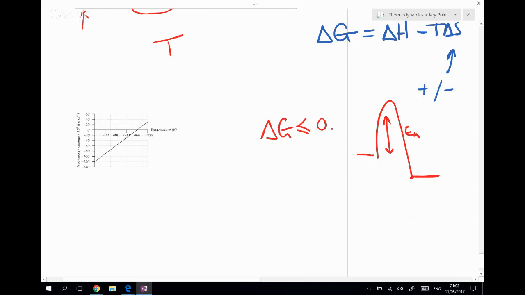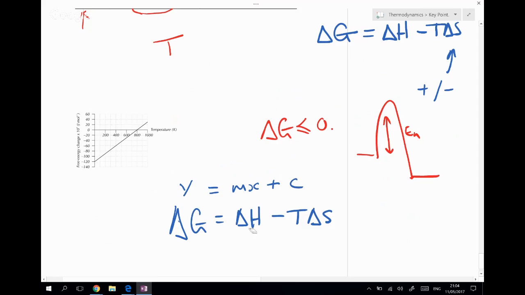What they want us to be aware of, and what you should be aware of really, is that if we write the expression, delta G is equal to delta H minus T delta S, we could rewrite this as y is equal to, well, it's a straight line graph, which you should be used to seeing, of y equals mx plus c. And I can rearrange this to minus T delta S plus delta H.